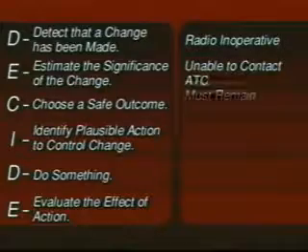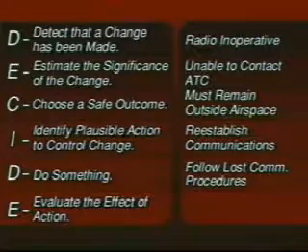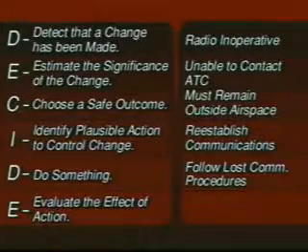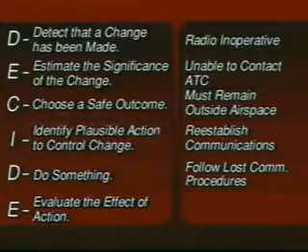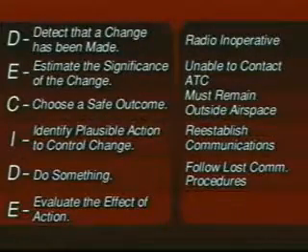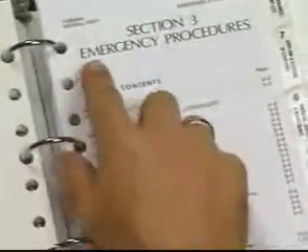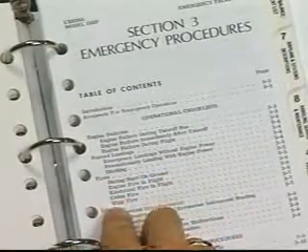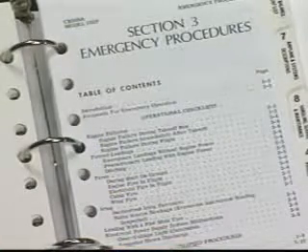Decide. Radio inoperative. Unable to contact ATC. Must remain outside airspace. Re-establish communications. Follow lost communication procedures. You turn to the emergency checklist. As you know, most general aviation aircraft don't have a checklist for lost communications. Therefore, you must rely on your knowledge of aircraft systems and lost communication procedures. Next, set your priorities. Clear the area and begin a turn to remain outside of Class B airspace.